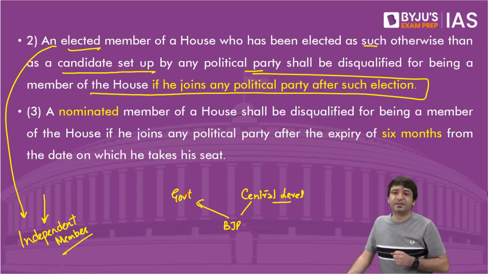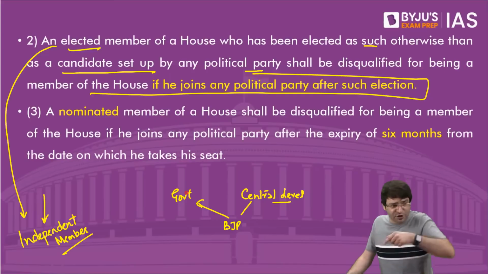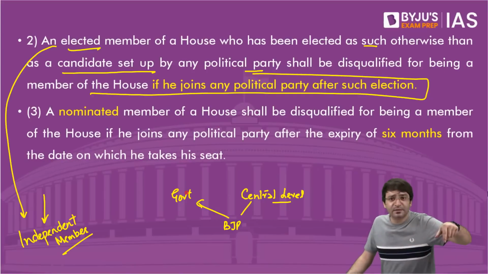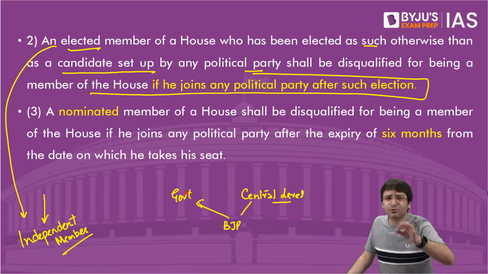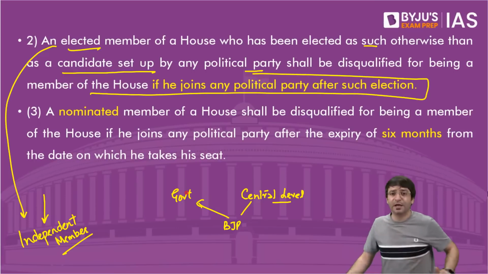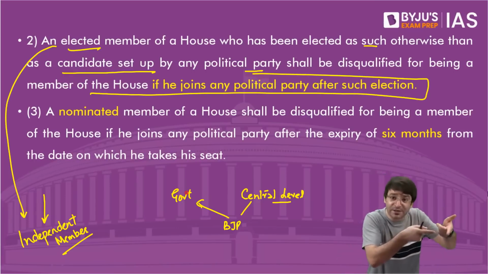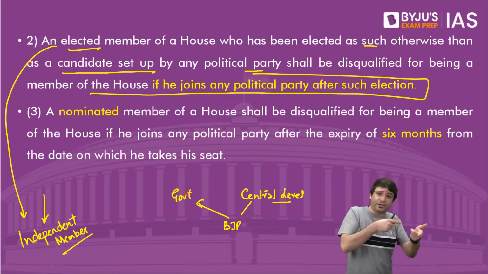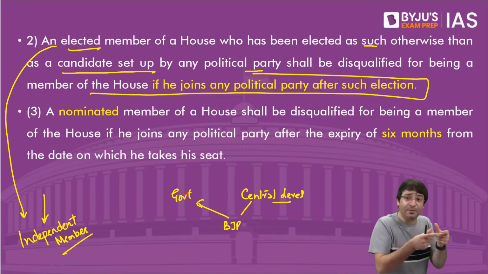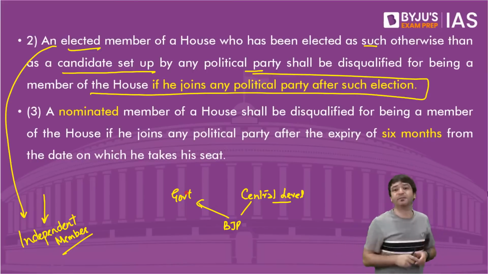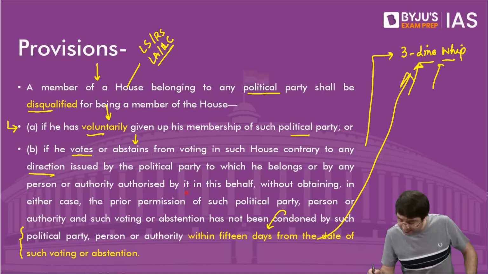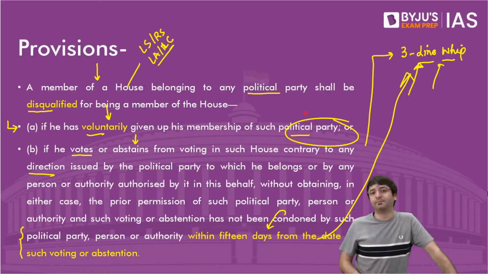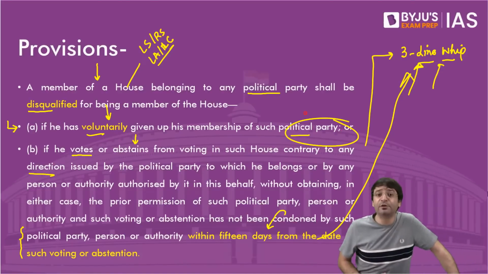For example, previously we had Harsimrat Kaur Badal. She was from the Akali Dal, but she was also the food processing minister. So why was Harsimrat Kaur Badal not disqualified? Because she was part of the government. She is a member of parliament belonging to a political party, but she is joining the government. She is not joining another political party. If you join another political party, you will be disqualified. She is joining the government, which means she will not be disqualified.